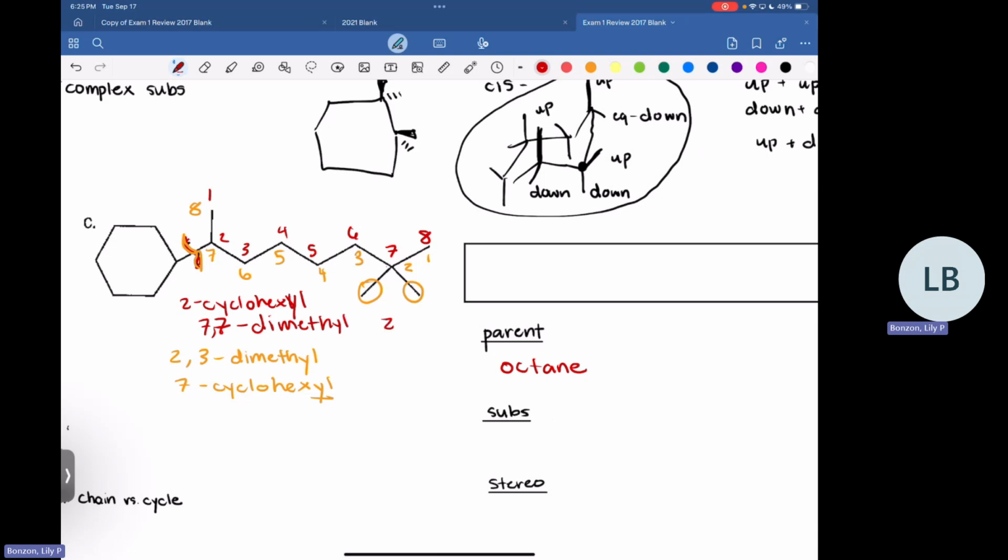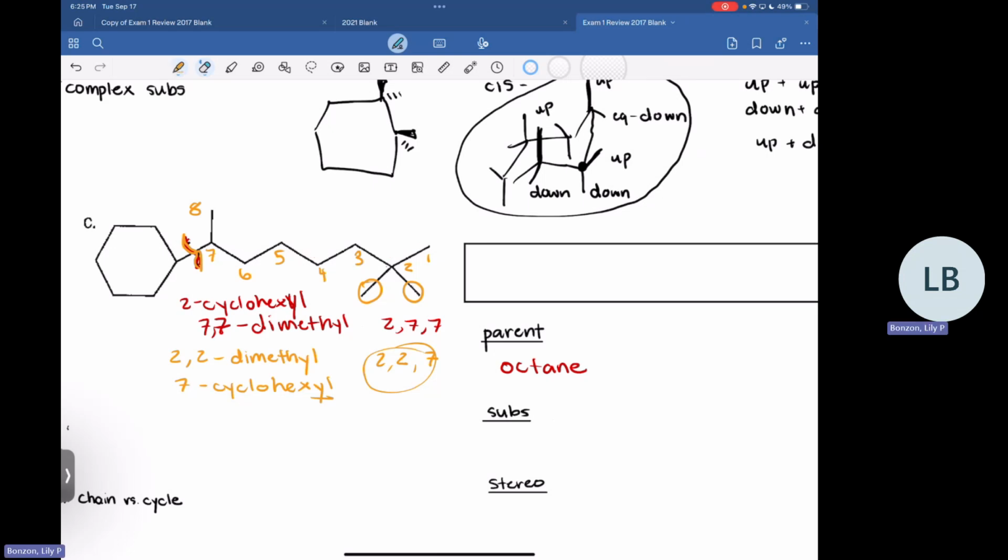So we have 2, 7, 7 versus 2, 2, 7. I'm sorry, I don't know why I said 2, 3. 2, 2, 7 is going to be lower than 2, 7, 7, so we're going to go with the orange in this case. I'm just going to erase the red.